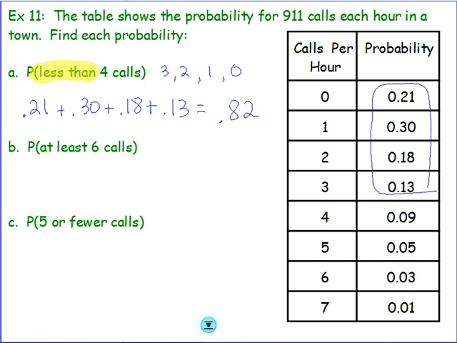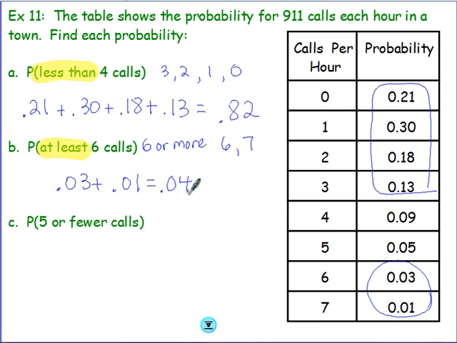Okay, so this next one, at least 6 calls. When I say at least 6, at least means 6 or more, which means the numbers 6 and 7 for us. So we're looking at those two right there. So 0.03 plus 0.01 is 0.04.